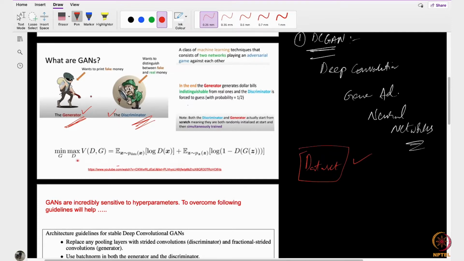Generator always tries to generate fake or artificial images that are almost indistinguishable from the given real data or training data. That means the probability distribution of the generated or fake images is almost close to the probability distribution of the real data distribution.